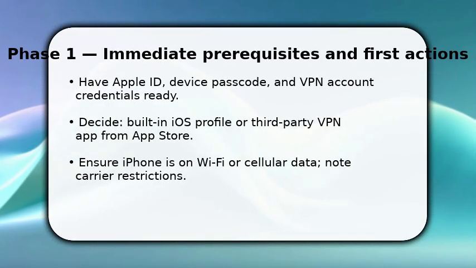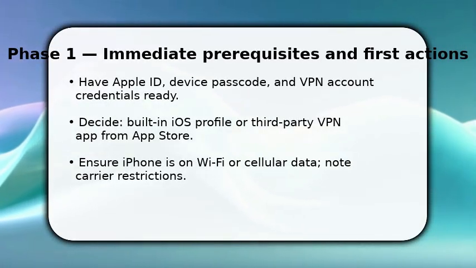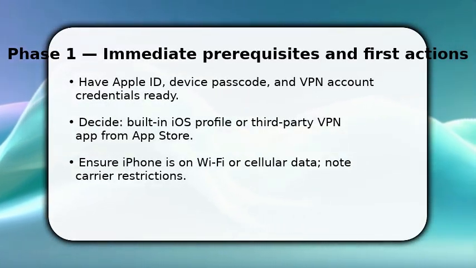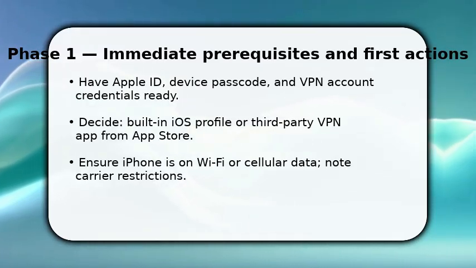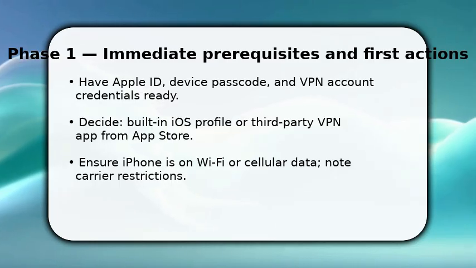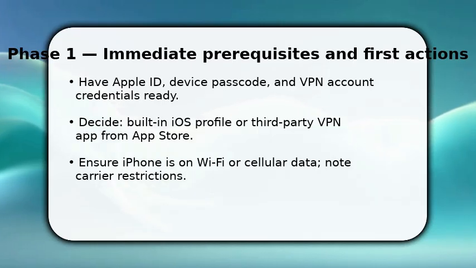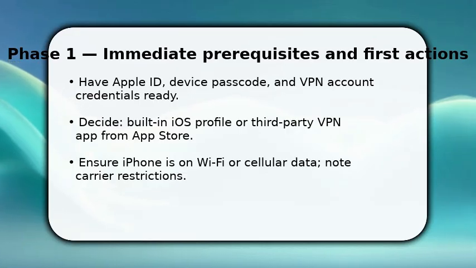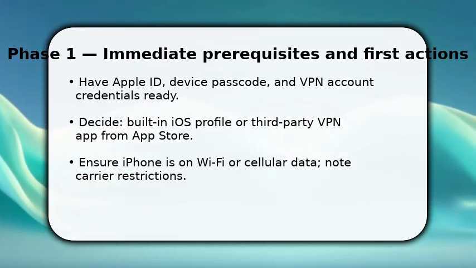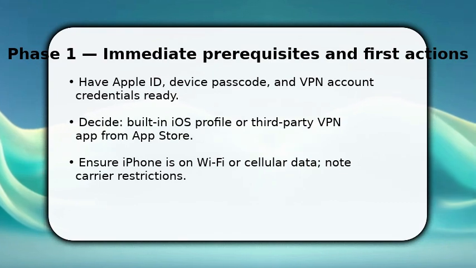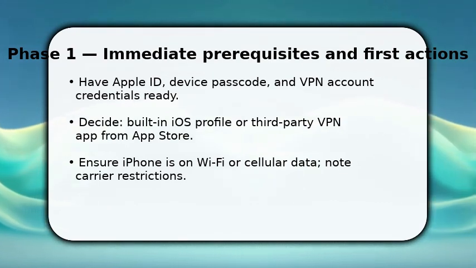You'll begin by confirming the essentials: Apple ID signed in, device passcode set, and the VPN username and password or configuration details at hand. Open Settings now. If you'll use an App Store client, install it before proceeding. Once done, decide whether to add a manual VPN profile or let the app configure the connection automatically. Make this choice early because it changes the next steps. Manual setup requires server, remote ID, and protocol information ready to enter.